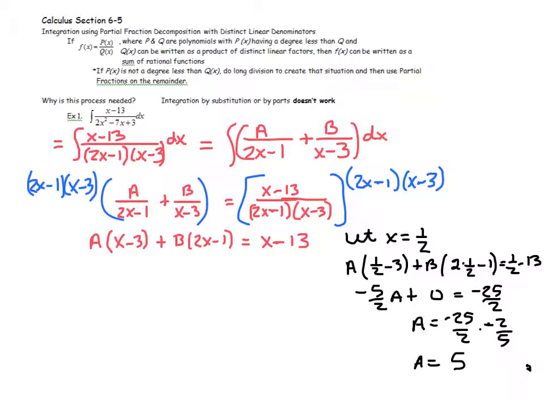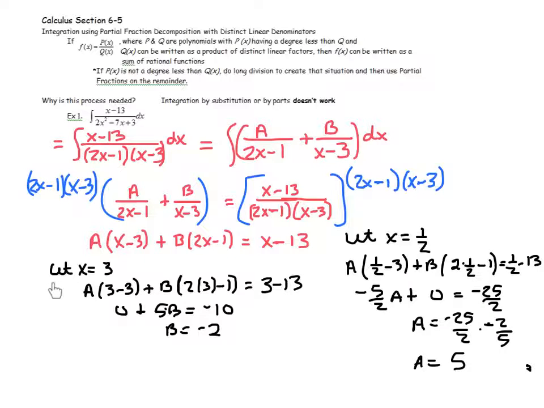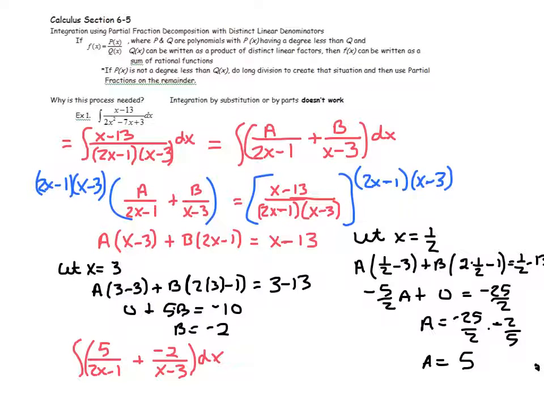Next, I'm going to let x equal 3, which will eliminate the A, and then I can solve for B. If I do that, I'll get 5B equals negative 10, and B will be negative 2. If I replace A and B into the integral up here, I get 5 over 2x minus 1 and a negative 2 over x minus 3 dx.